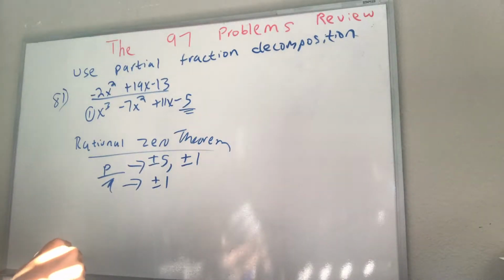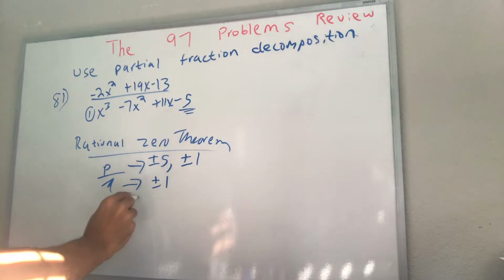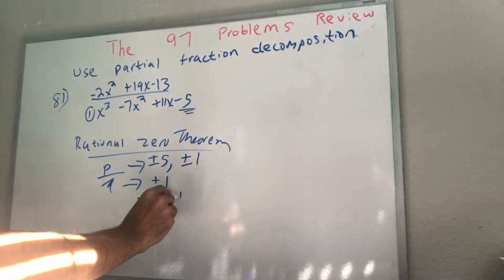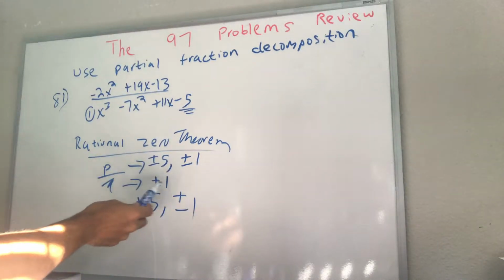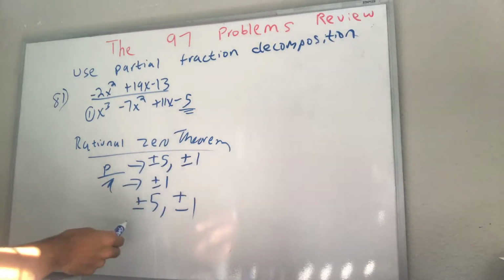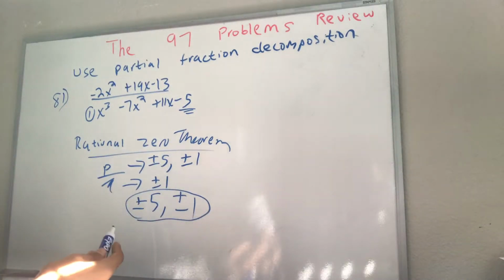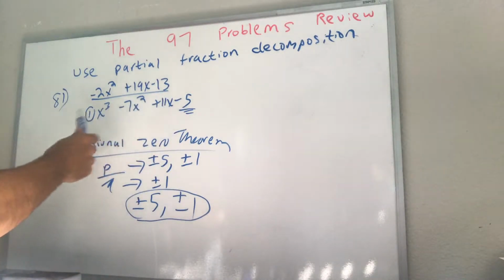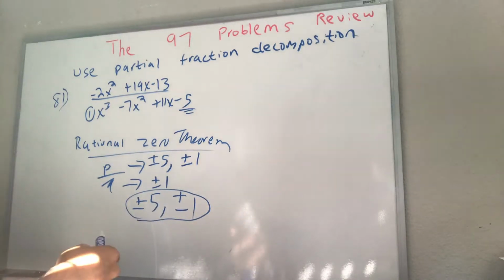So overall, the list of possible zeros that we may have is plus minus 5 or plus minus 1. All I did is divide plus minus 5 by this 1 over here, and then plus minus 1 by this. So these are your four possible zeros that may work for this specific polynomial. So one of them could be your zeros. Again, we do not know which one it is, but these could be.